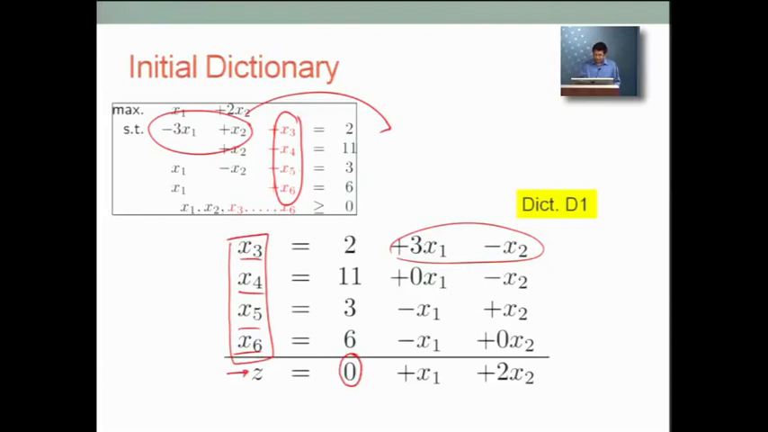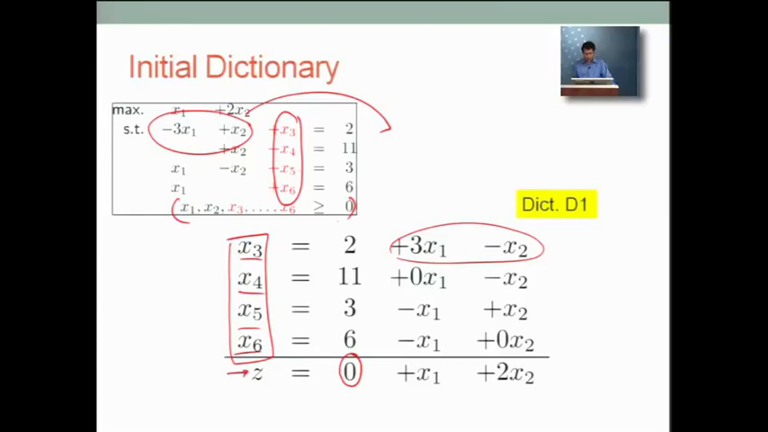Having said all of this, let me ask you a question. Where did the non-negativity constraints go? If you recall from the previous videos, these constraints are implicit. We keep them in our mind when we draw a dictionary, but we don't write them out in a dictionary. So the non-negativity constraints are in our mind, and we just keep them there.